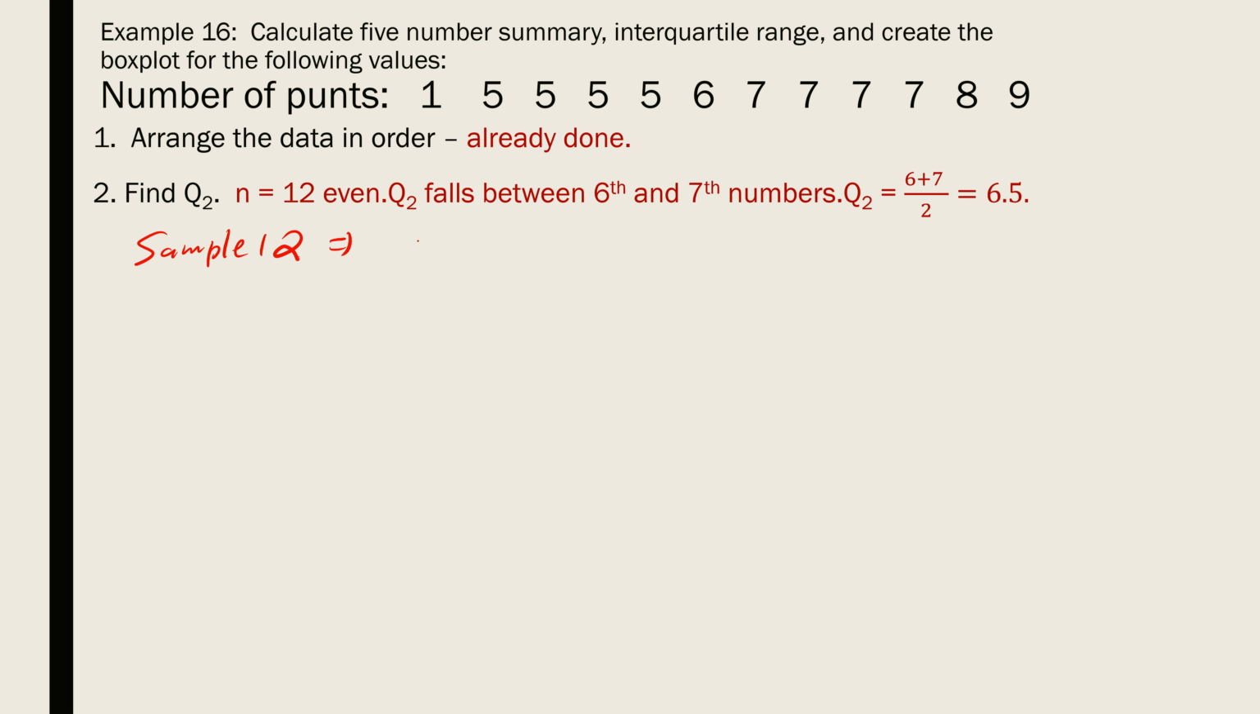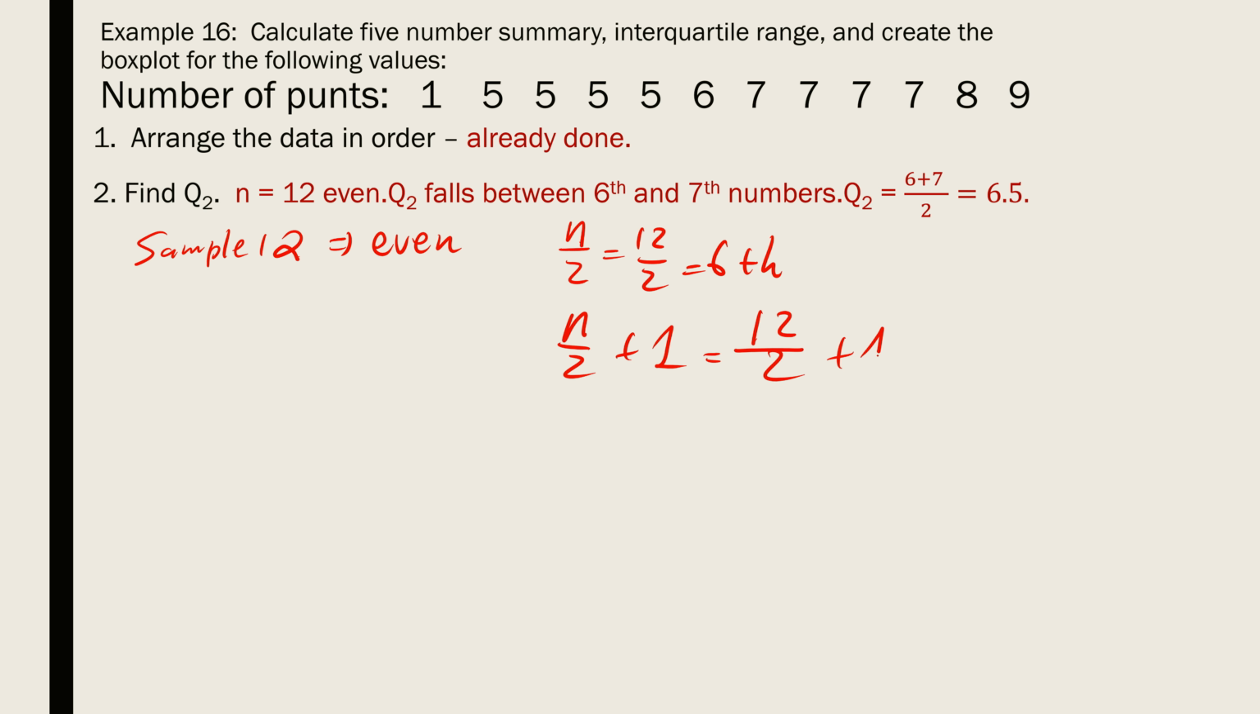And 12 is an even number. So Q2 should fall between the n divided by 2 value, which is 12 divided by 2, 6, and the n divided by 2 plus 1 value, which is 12 divided by 2 plus 1 equals the 7th number.